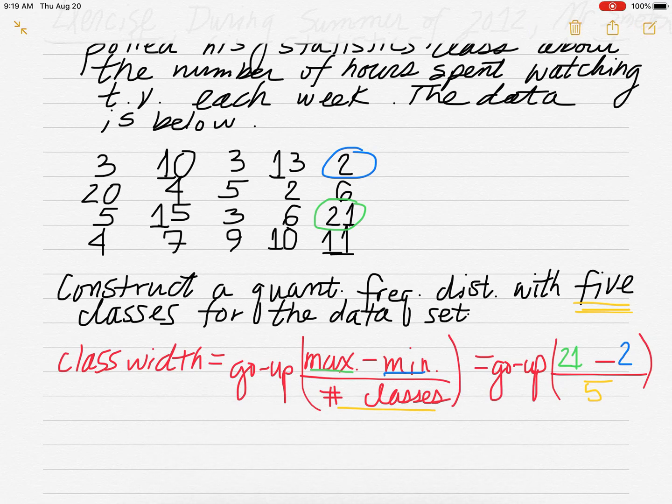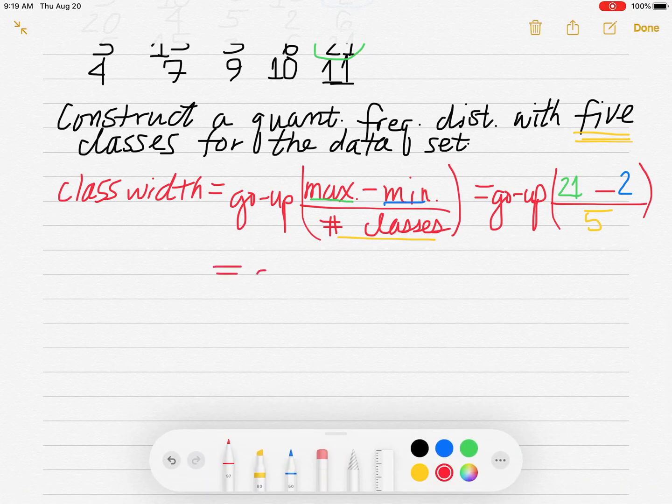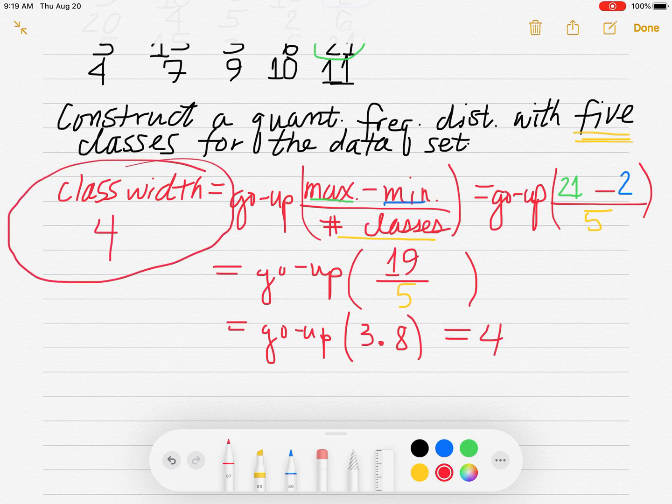Okay, so I'm going to take 21 minus 2. Let's see if we can do that. So what's 21 minus 2? 21 minus 2 is 19, right? And that's divided by 5. So 19 divided by 5 is 3.8. So we got to go up from 3.8 to what? Well, 3.8, you're going to go up to 4. So I'm going to write here the class width is 4. I'm just going to circle that.